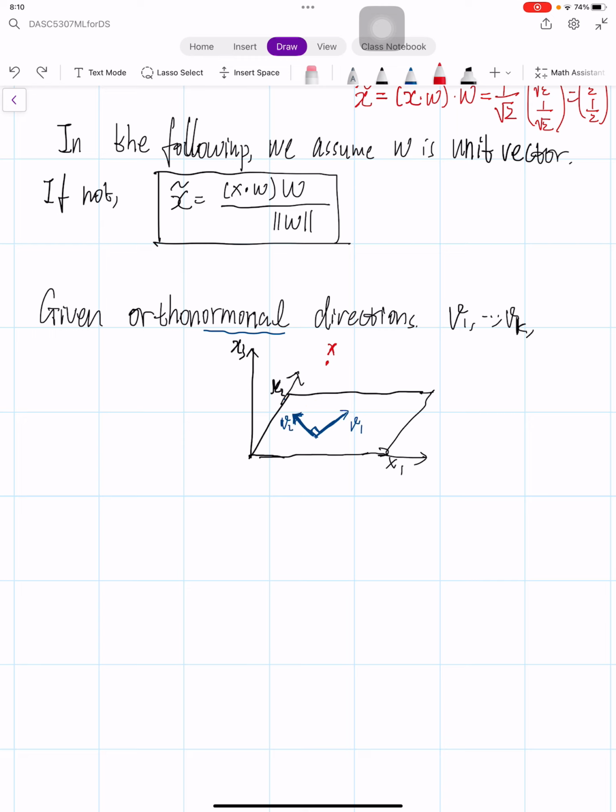What would be the projection of this x onto this V1, V2 coordinates? In other words, we want to project this one to the plane, but we want to find the coordinates in the V1, V2 system.